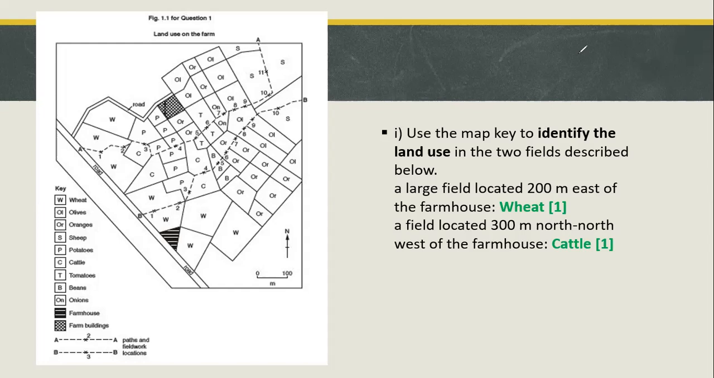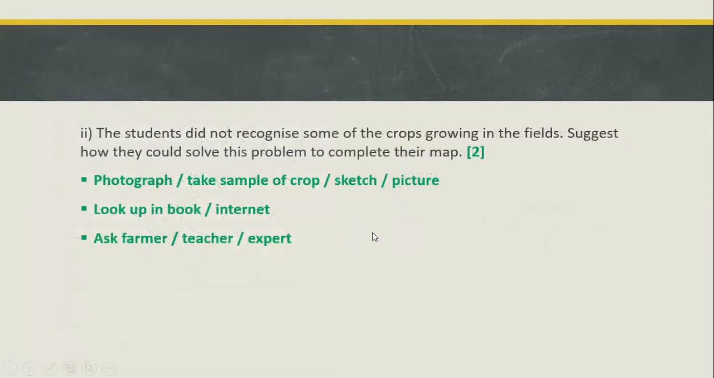Now, let's look into our next question. The students did not recognize some of the crops growing in the field. Suggest how they could solve this problem to complete their map. The answer would be they can take a photograph, take a sample of the crop, sketch the picture, and they can look it up in a book or the internet, or they can ask a farmer, teacher, or expert. By using this, they could solve the problem to complete their map.